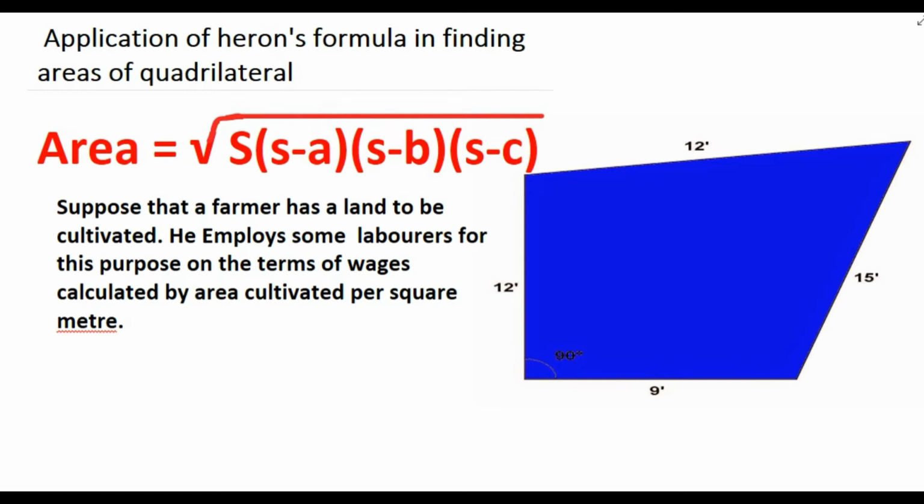Suppose a farmer has a land to be cultivated. He employs some laborers for this purpose on the terms of wages calculated by area cultivated per square meter. So how will he do this? Suppose the farmland is in the shape of a quadrilateral and he knows the four boundaries, that means four sides of the farm, and he needs to find the area of this farm. So how will he do it?